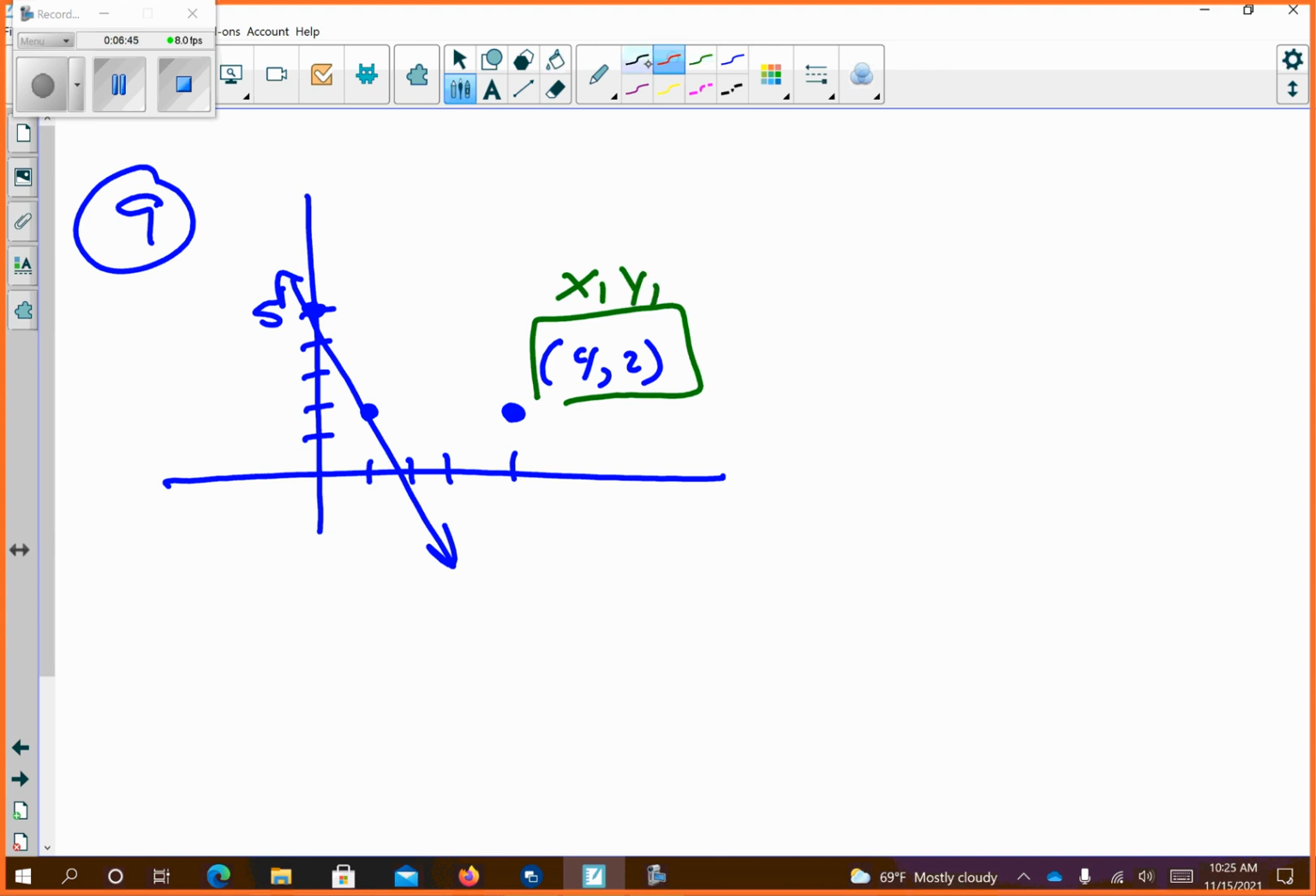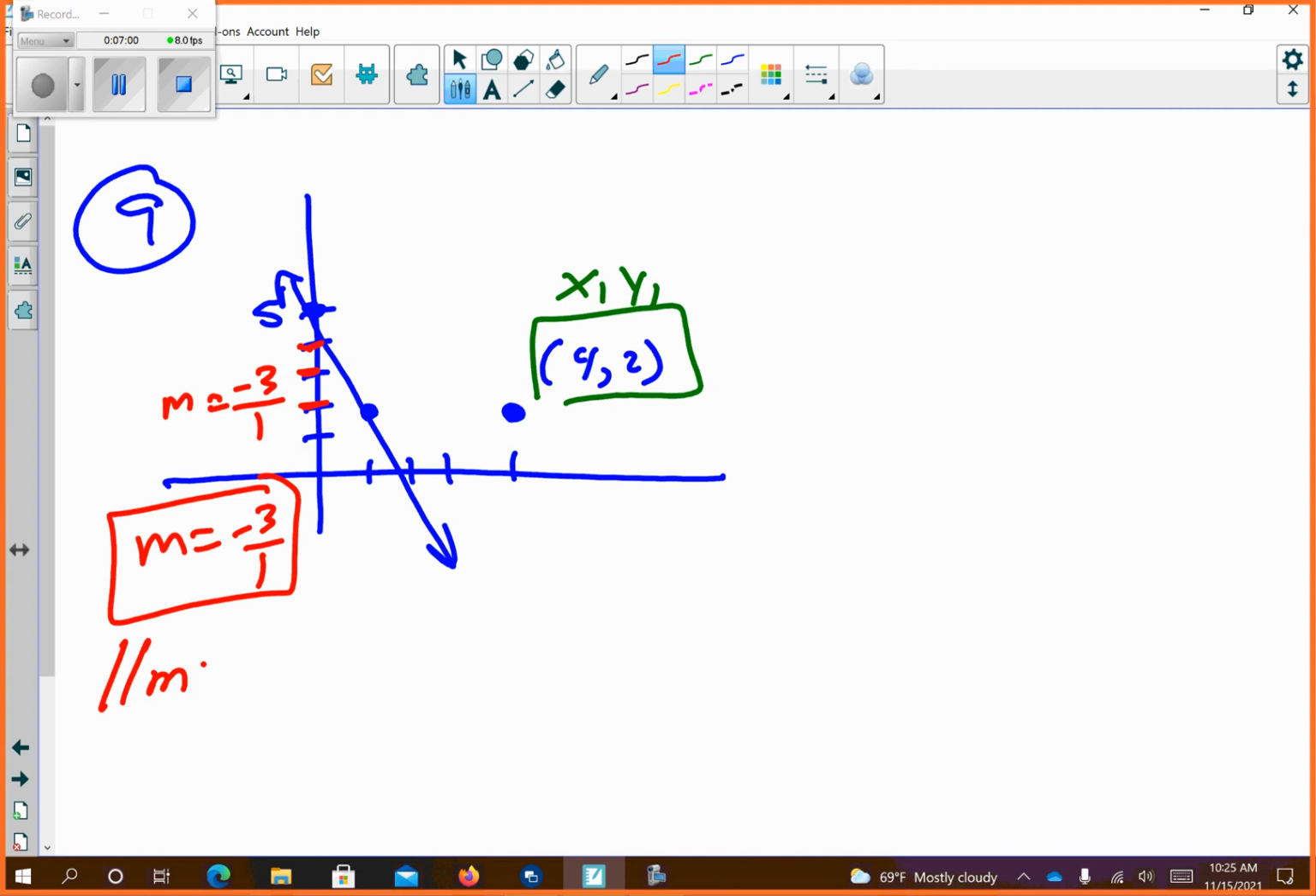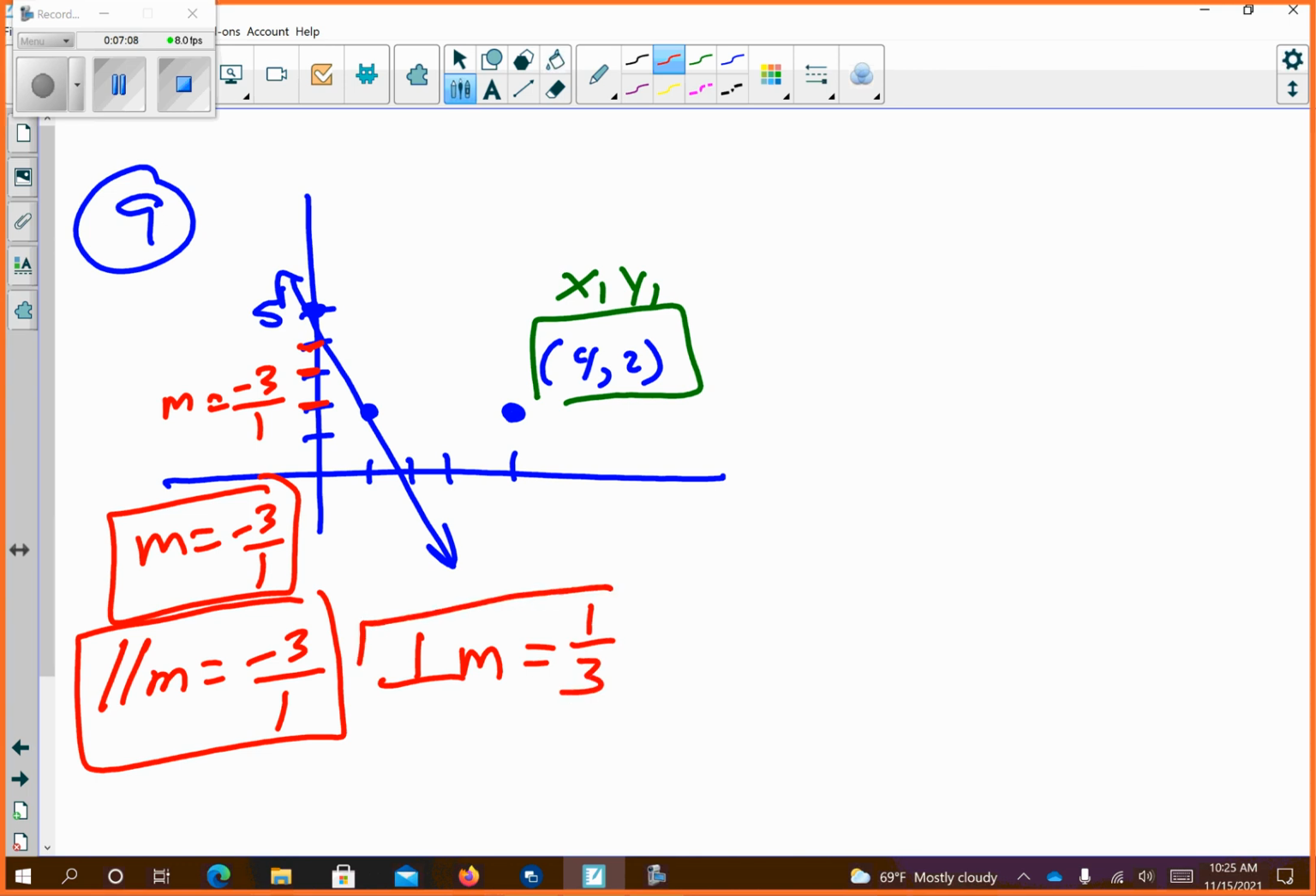So first thing I'm going to do is look at this and say, what is my slope of this? So I'm going to go down 1, 2, 3. So down 3, right 1. So my slope is -3/1. My parallel slope is -3/1. It has to be the exact same. And then my perpendicular slope is 1/3. It's not negative any longer, and it's the flip over.